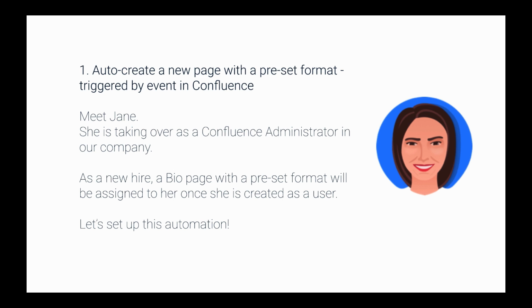So I'm going to take you through some examples of using ScriptRunner for Confluence. And the first one here, we'll start with Jane. So Jane is a new hire. She's a new Confluence administrator. And as a new hire at this particular company, whenever we add a new user to Confluence, that person will have a bio page automatically created for them. And then they can go in and fill out their details and get to know all the other folks who are at the company as well.